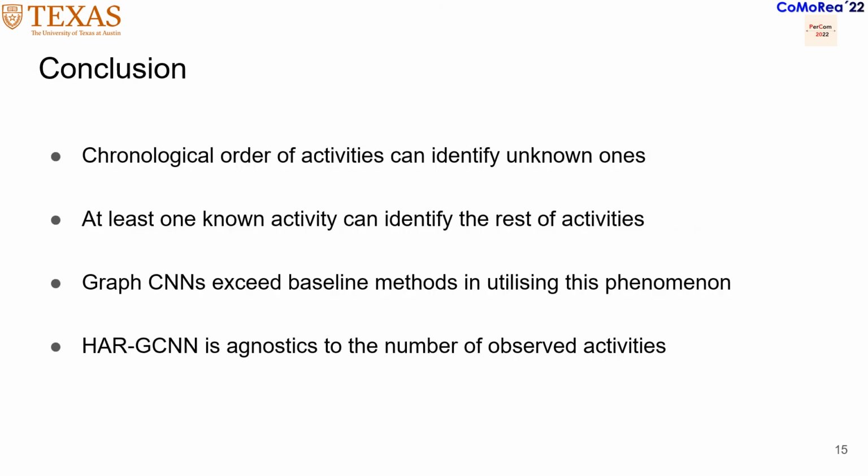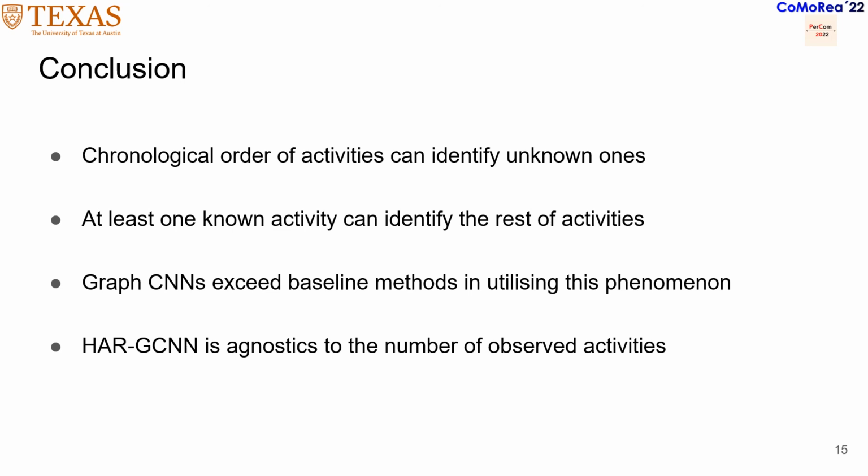In conclusion, we showed that the chronological order of activities can be used to identify unknown ones. We showed that on 2 datasets, the extrasensory dataset and the BAMAP dataset, and also the BAMAP dataset was a scripted dataset, and the model learned this bias or this script itself. So basically, it strengthened our assumption that this chronological order is indeed useful to identify unknown activities.